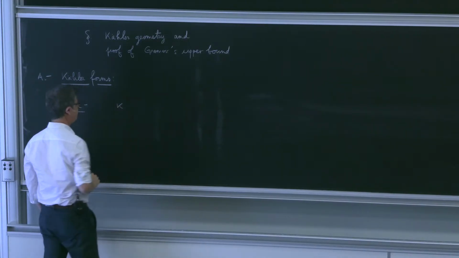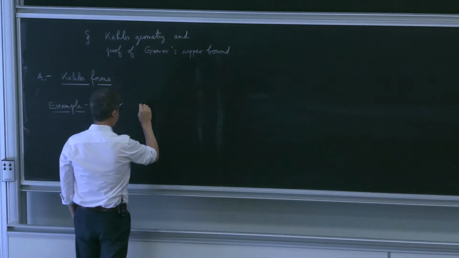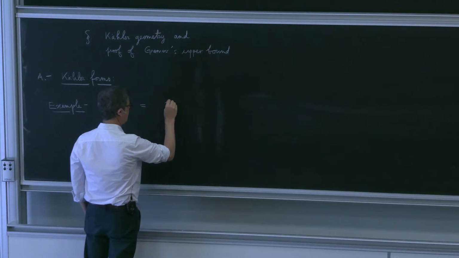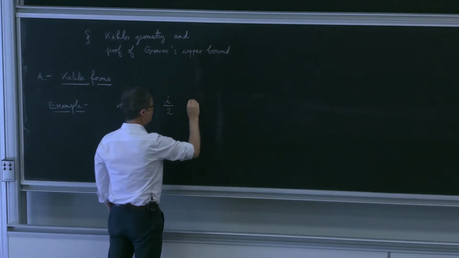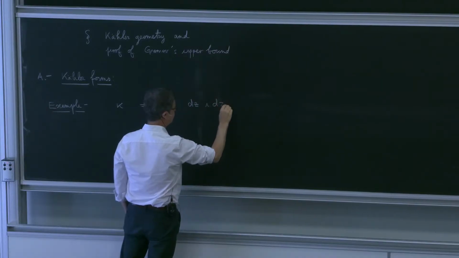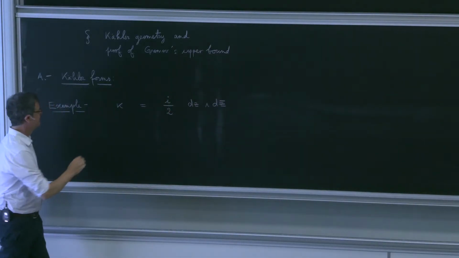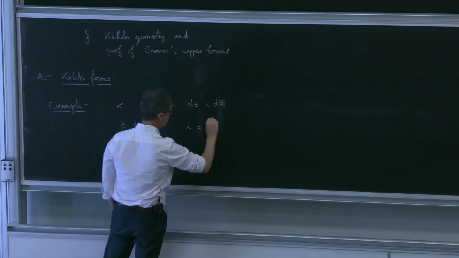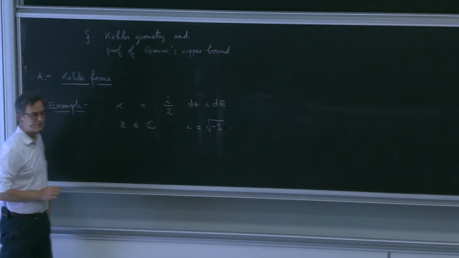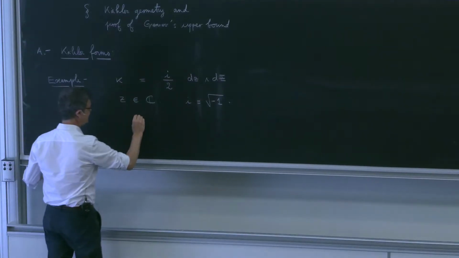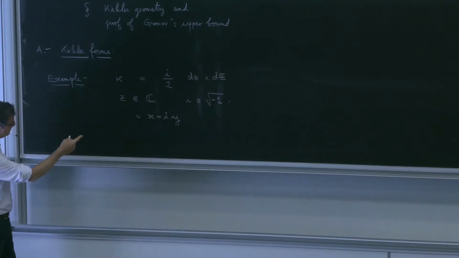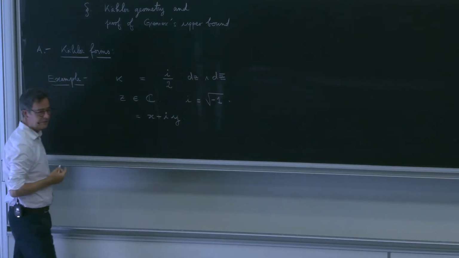But let me define kappa. It will be a differential form of degree 2 on C using complex coordinates. So i over 2 dz wedge dz bar. Okay, so z is a complex coordinate in C. i is just the square root of -1. And what is dz? z is x plus iy. x and y are the real and imaginary part of z.